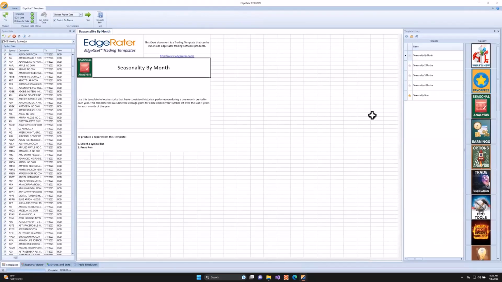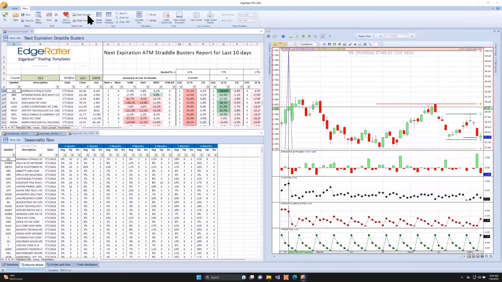But there's another, so that's great if you're looking, say, at the beginning of the year, or at the beginning of a month, you want to get the seasonality for the month. But there's another template which is more useful if you're partway through a month, you can use seasonality now. And so I'll run that. Seasonality now gives the same style of output. Okay, average up and down.